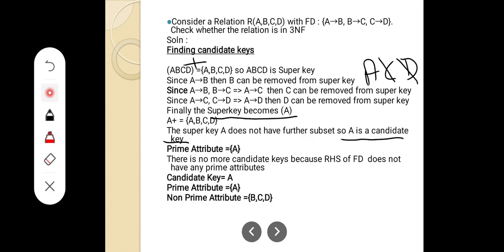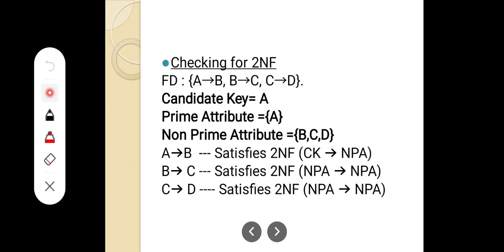Now we will check whether it is 3NF. Before that we will check whether it is 2NF. Being 2NF is the first condition. So we will check for 2NF. Why are we checking for 2NF? Because a relation is in 3NF only if it is in 2NF, and later we check the conditions for 3NF. But 2NF we have to check first.